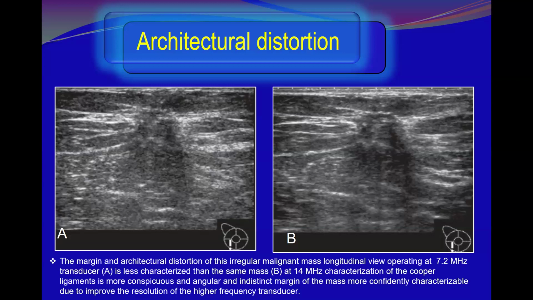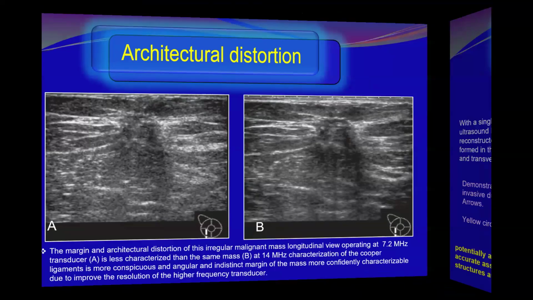Excellent. Yes, this is 7.2 megahertz, while this one is 14 megahertz. Okay, so with 14 megahertz, the architectural distortion is well appreciable, clearer, very conspicuous. The Cooper ligaments, okay, straightening, tethering, and well delineated, and the indistinct margin well seen with the higher resolution transducer.